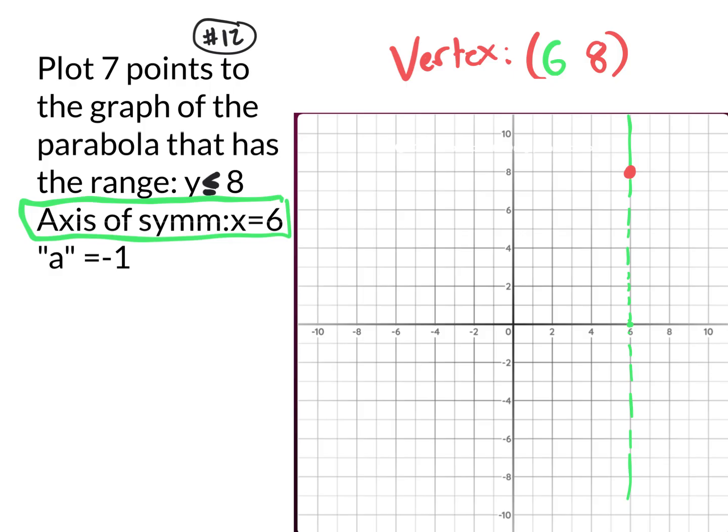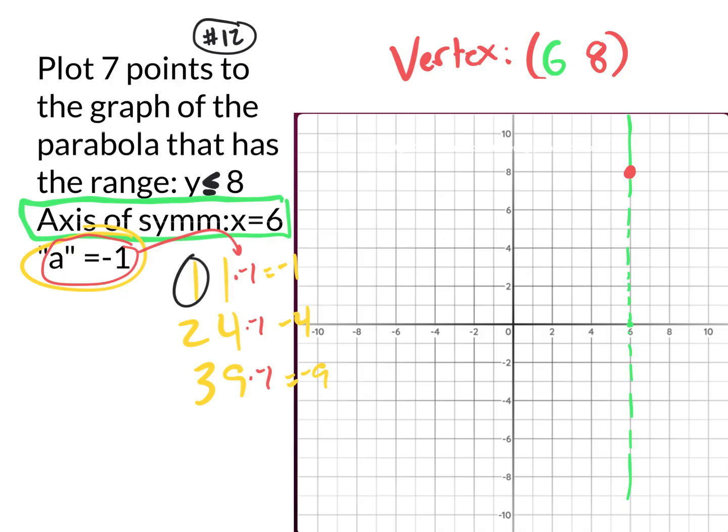And we know that this a value is -1, which means we could use a pattern 1, 1, 2, 4, 3, 9. You don't have to modify it. It is going down. If you wanted to modify it, you technically can, right? If your a value is not 1, all you have to do is multiply the outputs by that new a value. So if you wanted to, it's kind of silly, but you could say, I want to multiply the outputs by -1. That way you'll get -1, -4, and -9. But all that means is that you're going 1 to the side and 1 down, 2 to the side and 4 down, 3 to the side and 9 down. But you already knew that because it's opening down. Not only that, the range value is y is less than or equal to 8, so it has to be opening down. It has to be below 8.